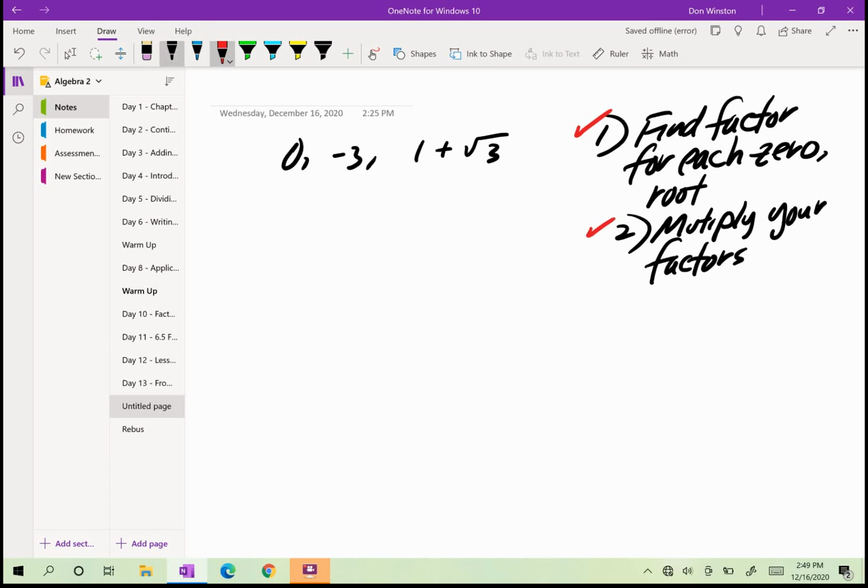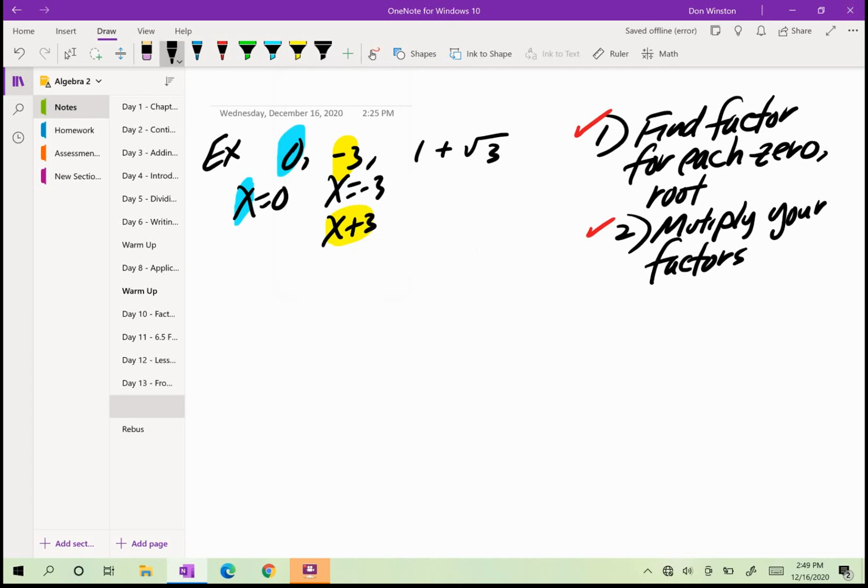So for example, here's an example here. Let's say they give me three roots or three zeros. Okay, so I have to find a factor for each zero. So for the zero of 0, my factor would just be x. So x is equal to 0, so that would be that factor. For my zero of -3, so x is equal to -3, my factor would be x plus 3. All right, so I found the first two factors, x and then x plus 3.